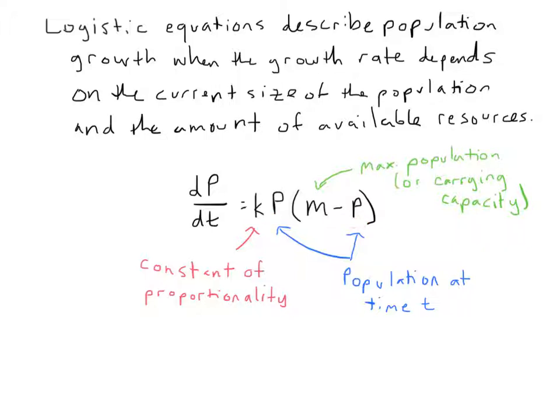P is our population at time t, so P is a function of t, which is why we have dP/dt. And our maximum population is M, or that's also sometimes called a carrying capacity. And I want to point out the population doesn't just have to be what we normally think of as population. It can be anything that is growing. So it could be the weight of something or the volume of something. Usually weight or population, though.